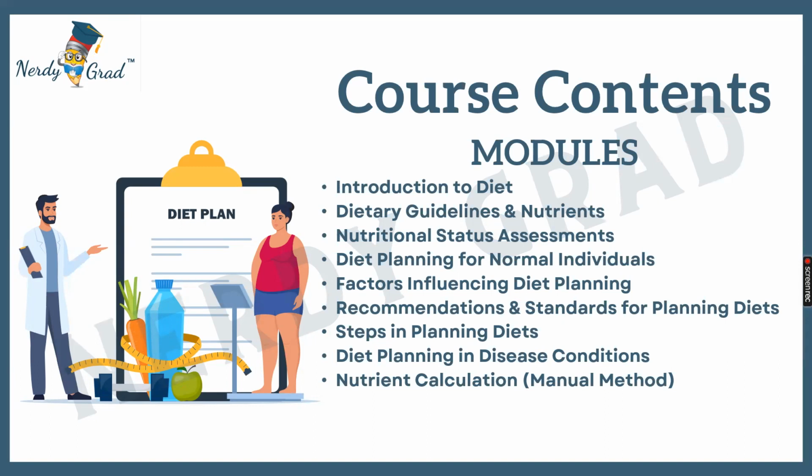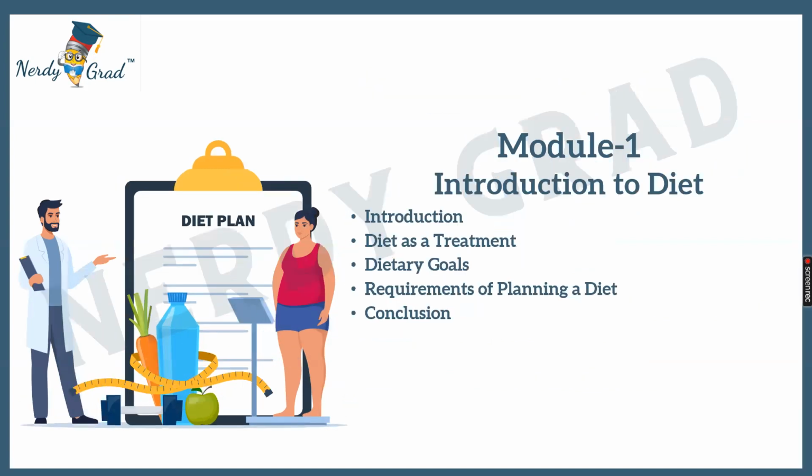Module 2 talks about dietary guidelines and nutrients. Module 3, nutritional status assessments. Module 4, diet planning for normal individuals. Module 5, the factors influencing diet planning. Module 6, recommendations and standards for planning diets. Module 7, steps in planning diets. Module 8, diet planning in disease conditions, also known as therapeutic diet planning. And the final module is on the nutrient calculation, in which we will learn the manual method. So let us have an overview of each module in a closer angle.